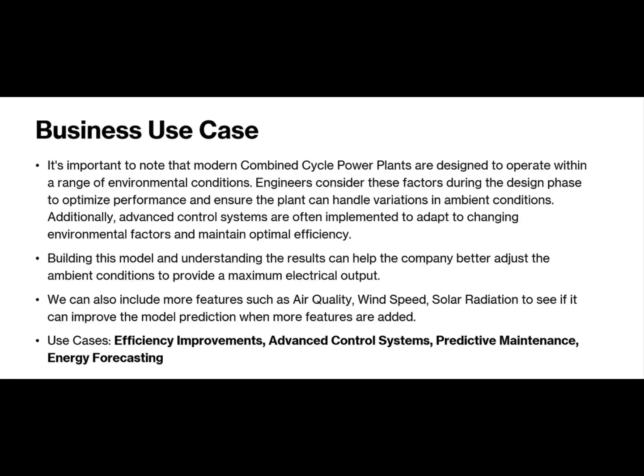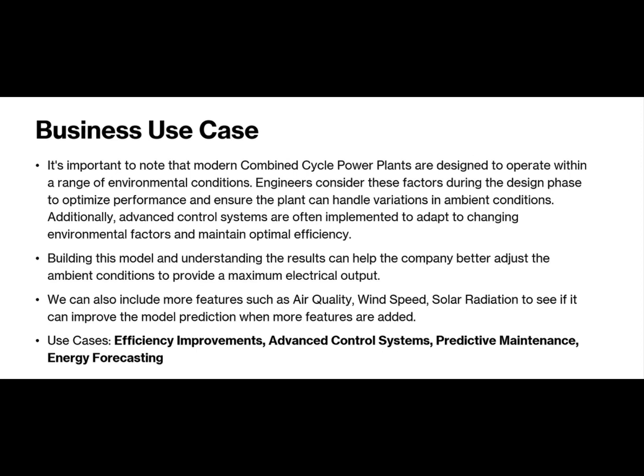Last but not least, it is important to understand the business use case of how this data and machine learning prediction model can help a business. It can help the combined cycle power plant to design a better system to operate within the range of environmental conditions, and the engineers can also use these factors during the design phase to optimize the performance and ensure that the plant can handle variations in the ambient conditions.